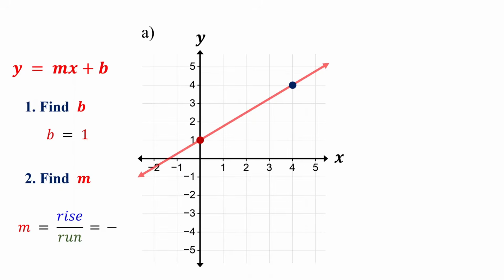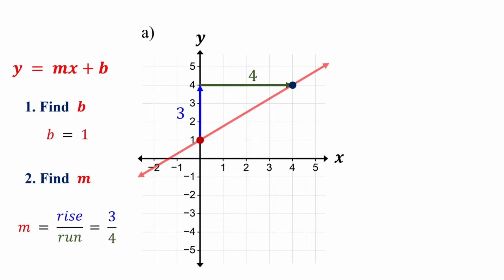To find the rise, start at the left point and count how many units you move up to reach the level of the right point. We move up 3 units, right? So, the rise is 3. To find the run, start from where you left off and count how many units you move to the right to reach the right point. We move 4 units, right? So the run is 4.